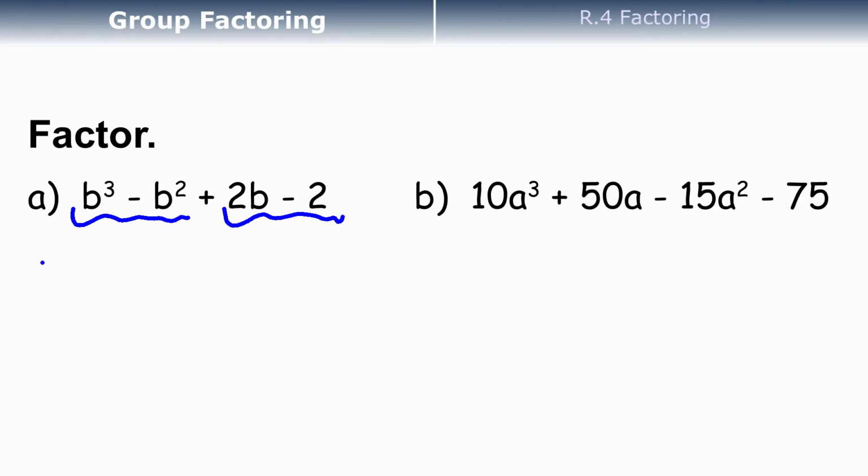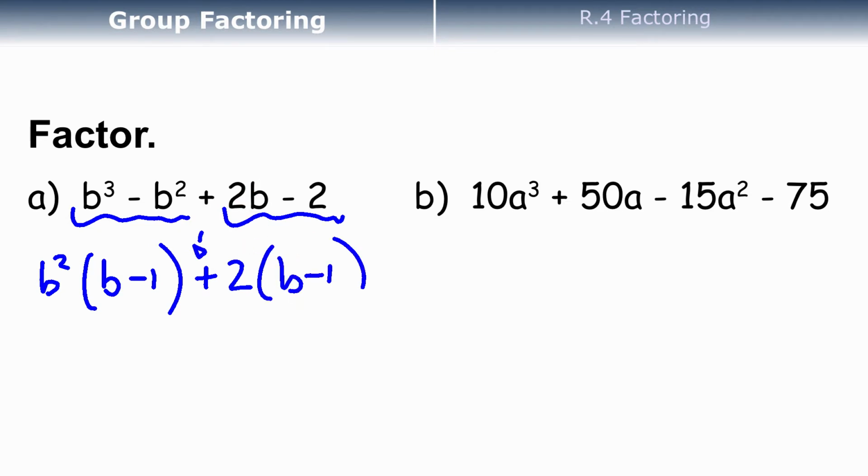So for this one, I could take a b squared out. I'd be left with b minus 1. With this one, I can take a 2 out. Notice I make sure I put that sign in there. Take a 2 out, I'm left with a b minus 1. And now what I have are two terms. Here's one term, and here's another term right there.